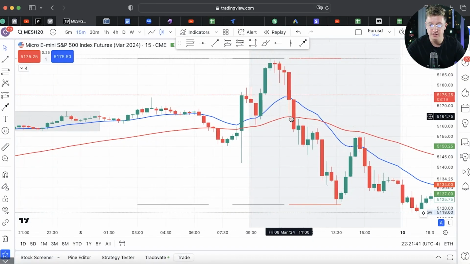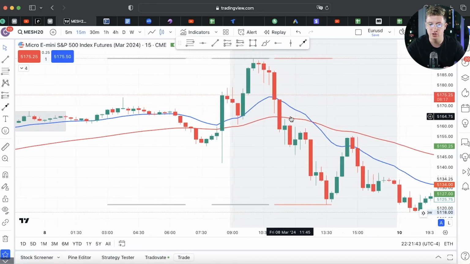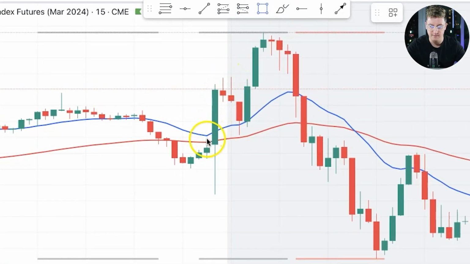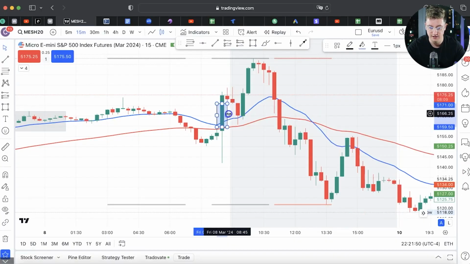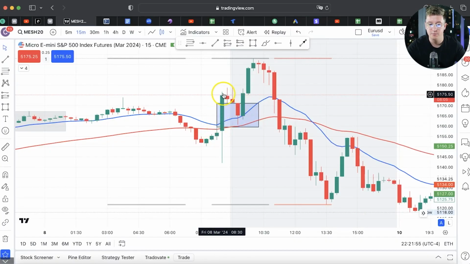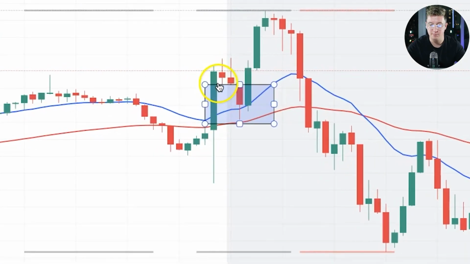And on my previous video, or one of my previous videos, I showed you guys the fair value gaps. We actually have this fair value gap from this point right here to here, and price actually came into that fair value gap, broke above it, made that gap right here, price came into it.